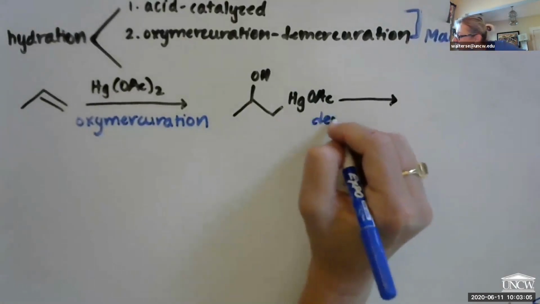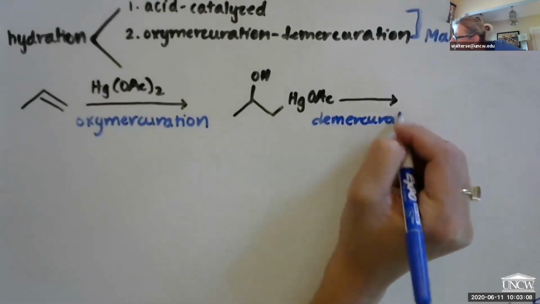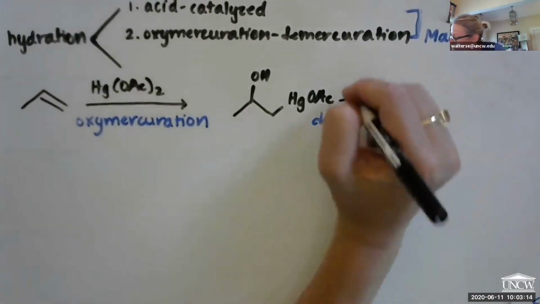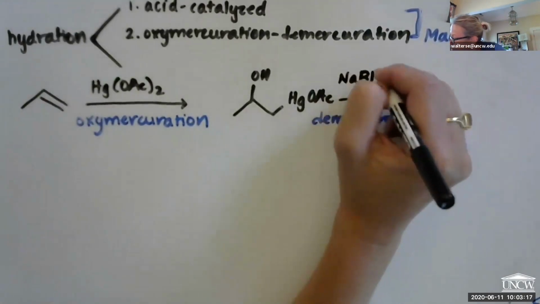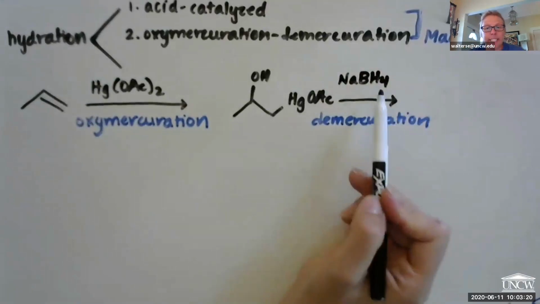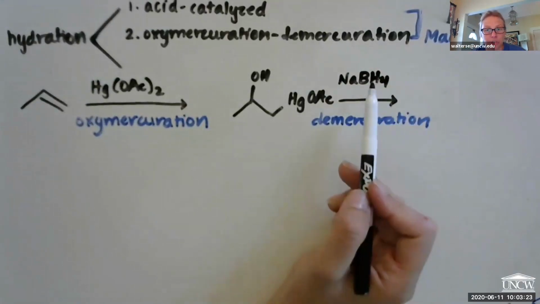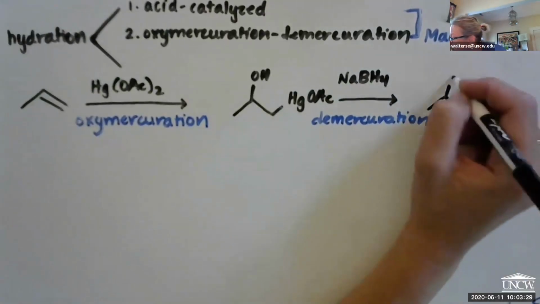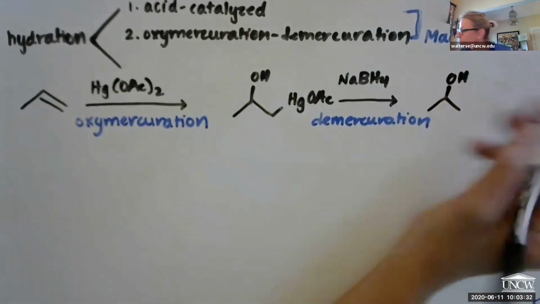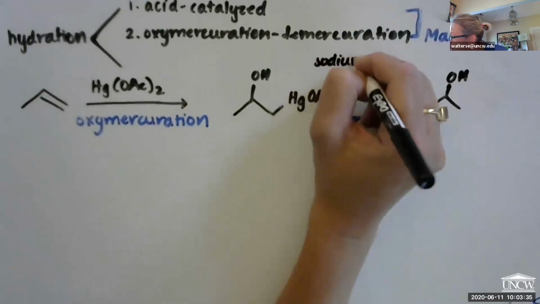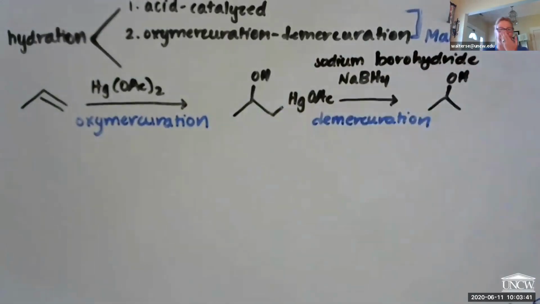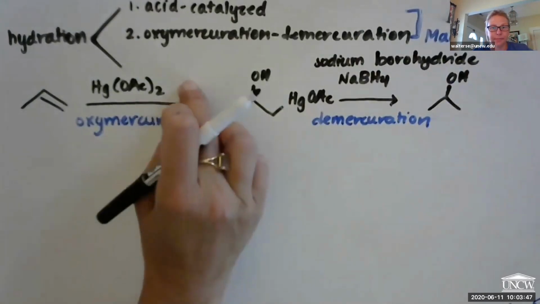So in the demercuration step, you use a compound which is a reductant. It's called sodium borohydride. And it's basically a hydrogen source. And then what you make is your alcohol product. Okay, so again, this is sodium borohydride. So you get hydrides out of there, hydrogens with lone pairs. Okay, and again, this is mercury acetate.